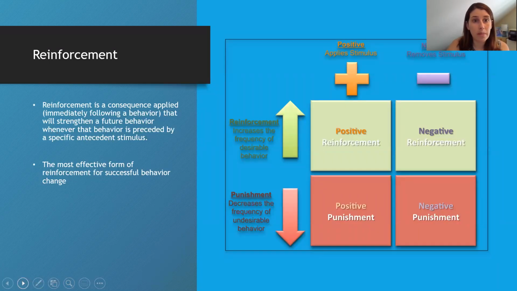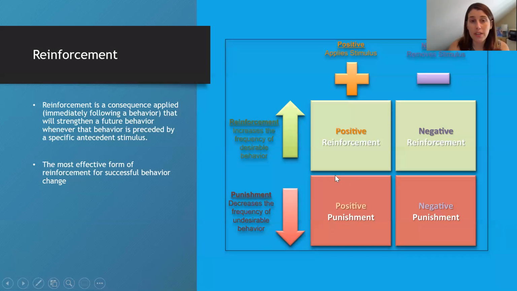Reinforcement is a consequence applied immediately following a behavior that will strengthen a future behavior response whenever that behavior is preceded by a specific antecedent stimulus. As we have discussed in past trainings, positive reinforcement is the cornerstone of ABA and is very important, and it is the most effective form of reinforcement for successful behavior change.